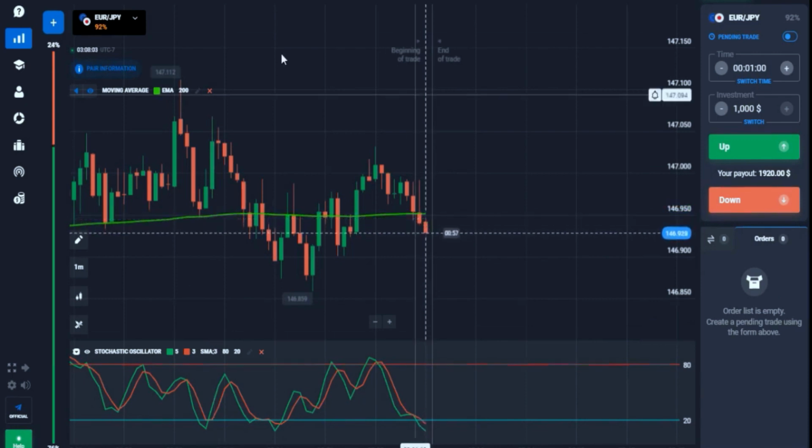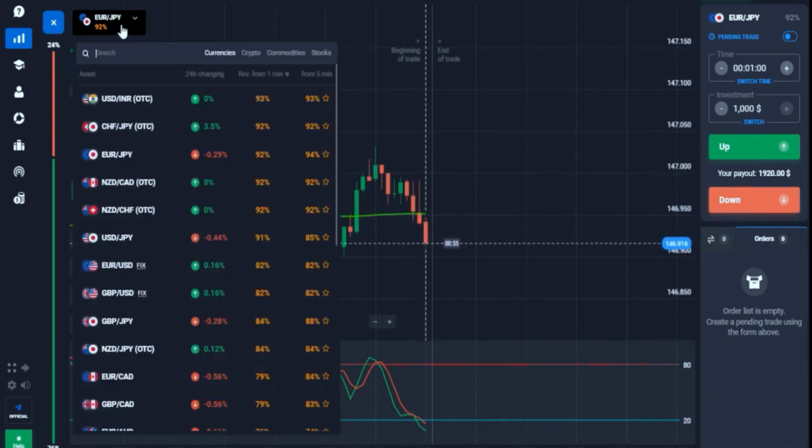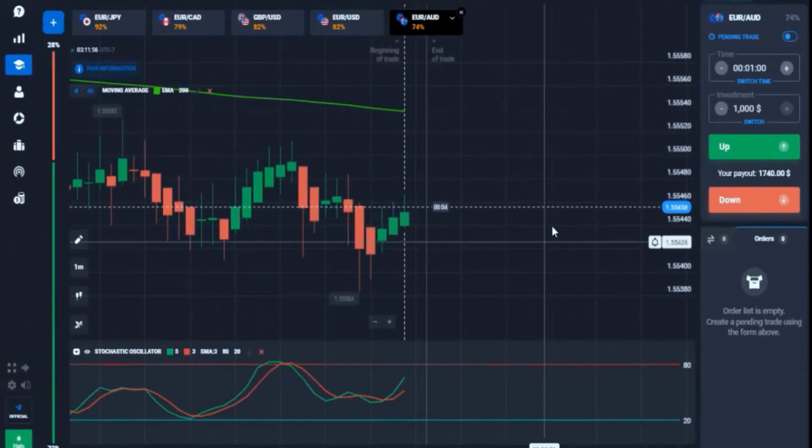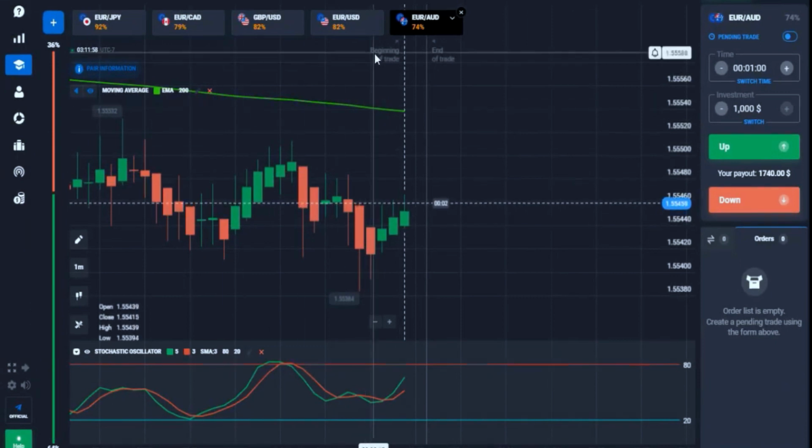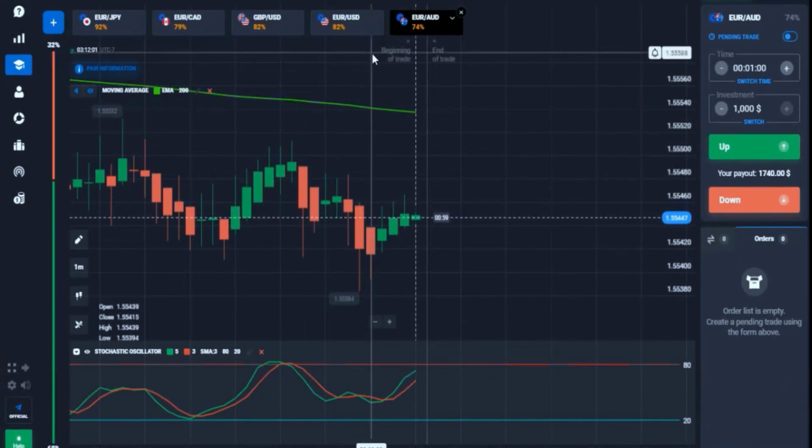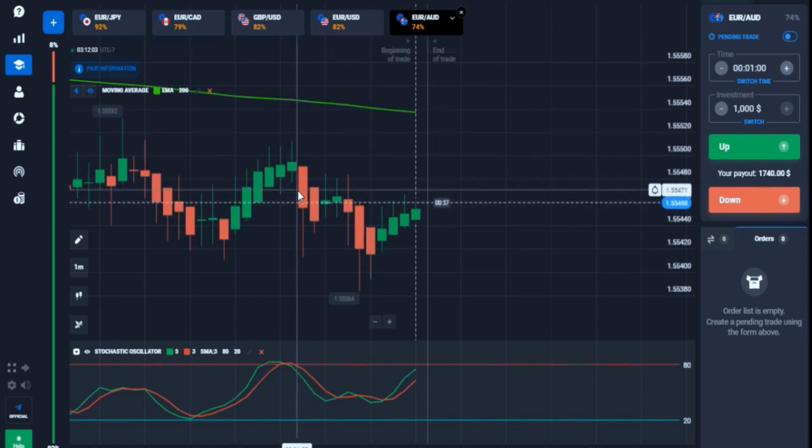Right now I'm going to be showing you how this strategy works, but before then let me put up my currency pair real quick. Okay, right now I have my currency pair up right here, and I'm going to explain in detail how this strategy works in a very short period of time.